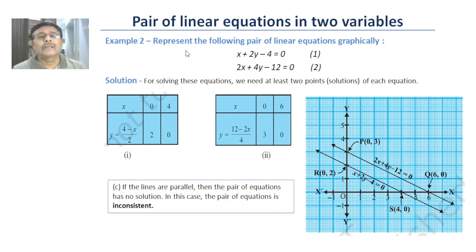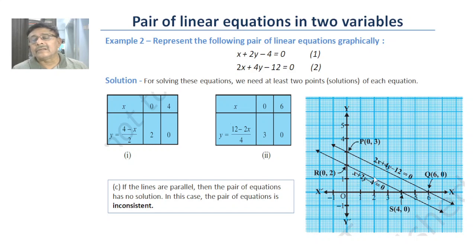Example 2, represent the following pair of linear equations graphically. Again, we have been given two equations, x plus 2y minus 4 is equal to 0, 2x plus 4y minus 12 is equal to 0. Again, we have to follow the same procedure as in example 1, and we have to find two solutions of each equation and then draw the lines.